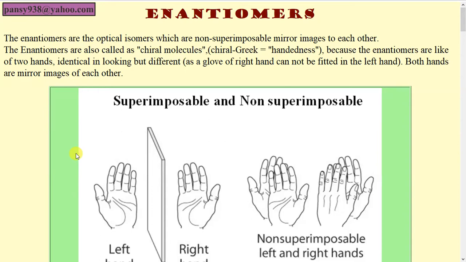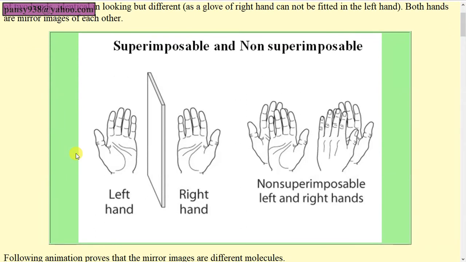Both hands are thus the mirror images of each other, as you see in this diagram. The right hand is a mirror image of the left hand, and they are non-superimposable. If we try to cover each hand by the second hand, you see that it will not cover.